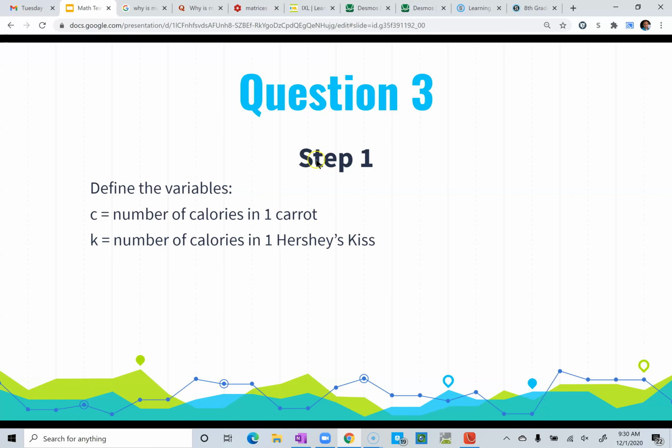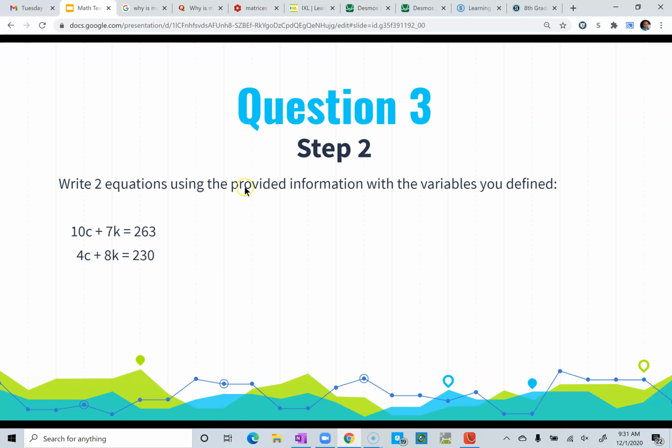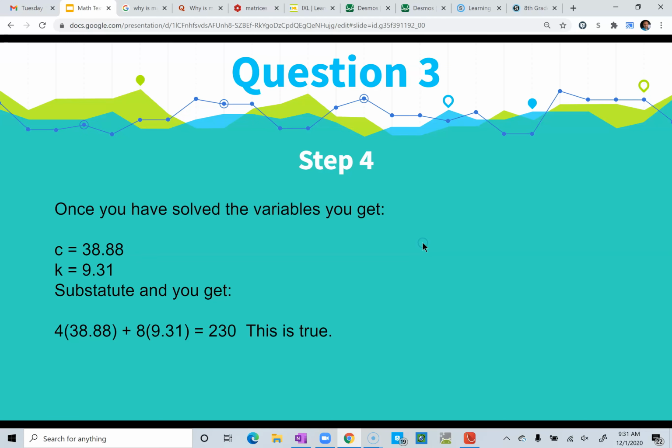Here they're going through the steps. Step 1, define the variables. They're showing it. Step 2, write 2 equations using the provided information. They showed writing the equations. Step 3, solve for one of the variables. So this is the substitution method. They misspelled substitute there. It would have been nice to have said, there's 4 methods we're showing. You want to let them know what the methods are, okay? So this one is improvement, but they still could have done a couple of things.